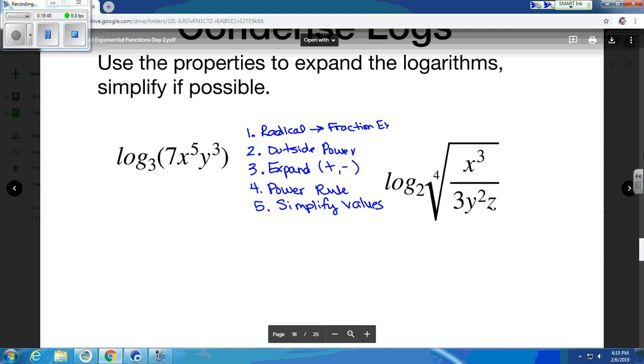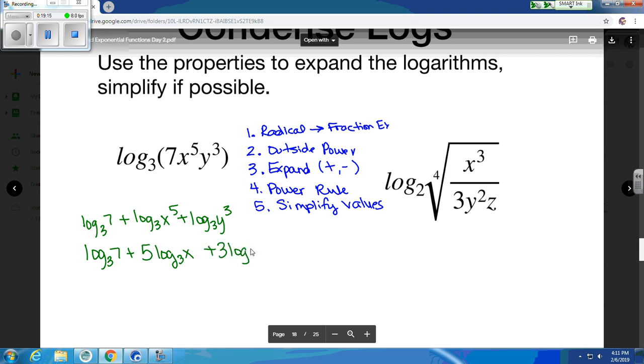Next, no radical, no outside power, so now I am going to expand log base 3 of 7 plus log base 3 of x to the 5th plus log base 3 of y to the 3rd. Bring down my exponent, get log base 3 of 7 plus 5 log base 3 of x plus 3 log base 3 of y. I can't simplify log base 3 of 7, so this is my answer.